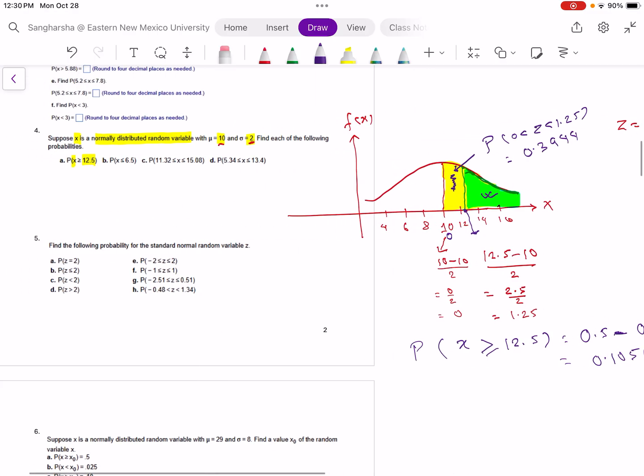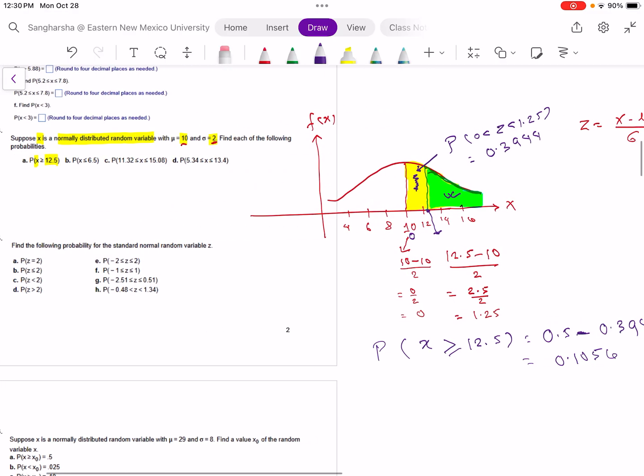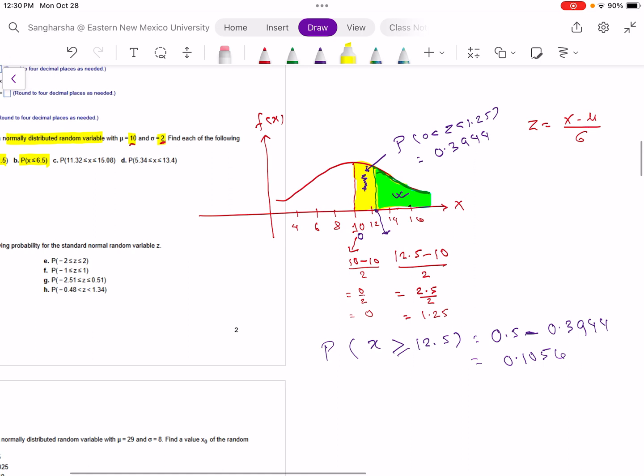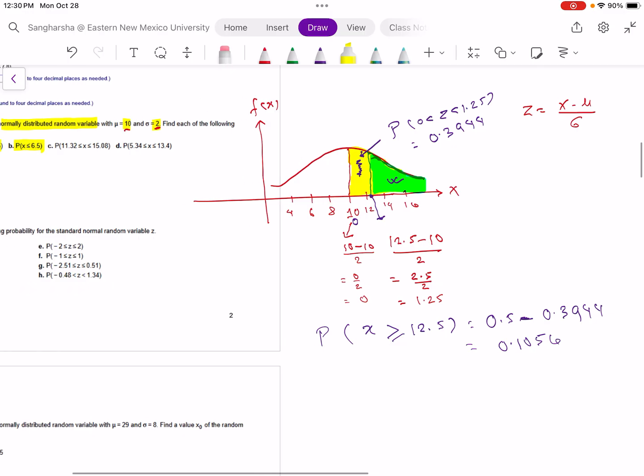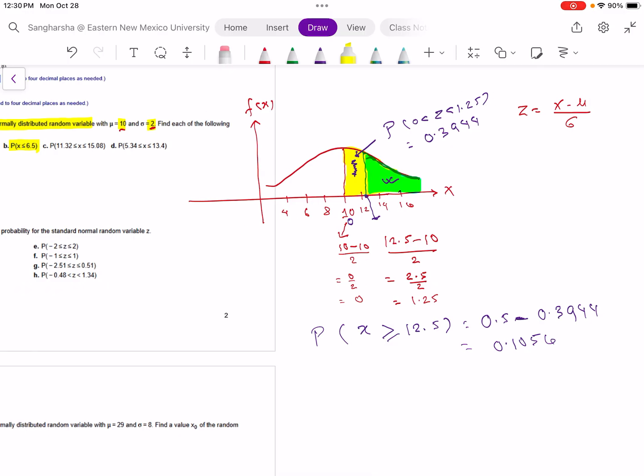Now I want you to do number B. You start from scratch. You start by drawing a new graph. Do not use my graph here. I want you to do number B, and you are starting from scratch, and I'll do number C, and D will be for you. If you understand this concept, the remaining will be very easy. So find the probability that X is less than or equal to 6.5, and you are starting from scratch. If you need help, let me know. Start by drawing the bell-shaped curve.